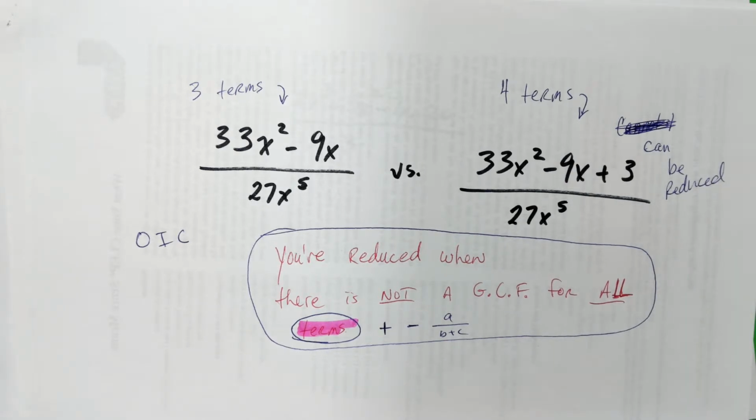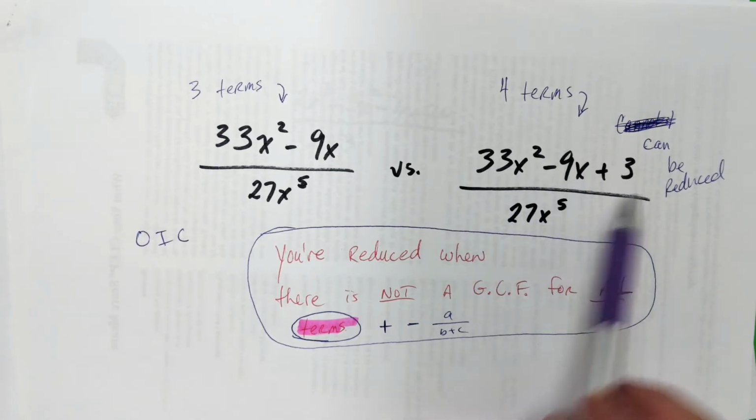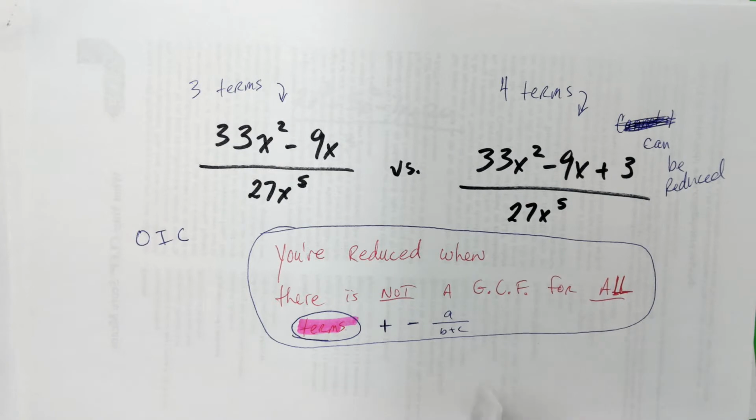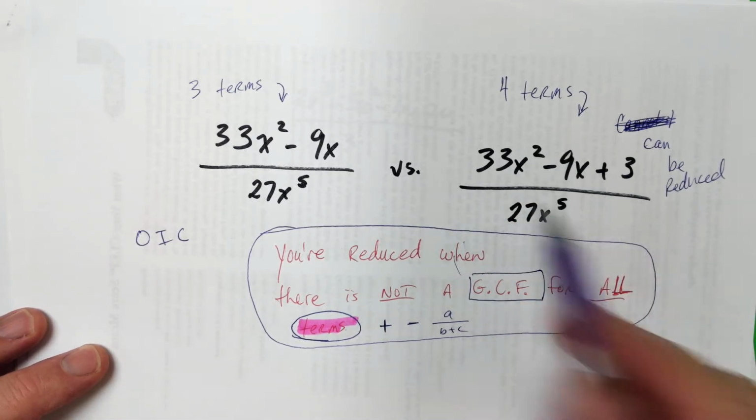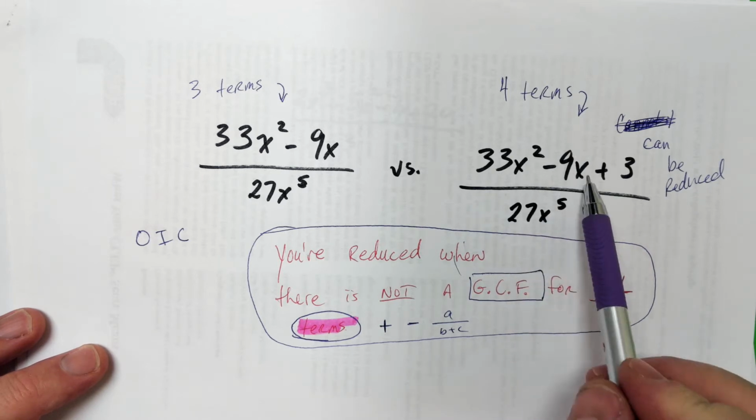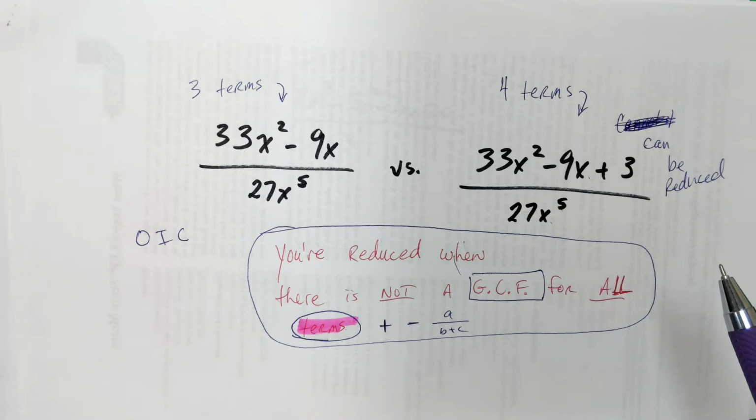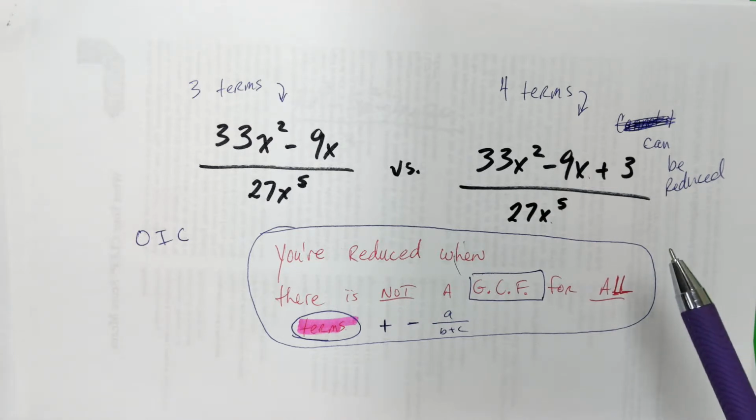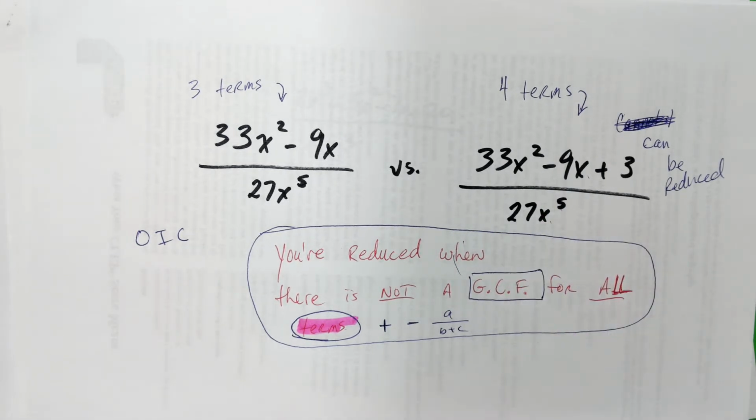The way it's written right now, it can be reduced because there's a common factor. There's something that goes into everything. Do you see? The greatest common factor means what's the biggest number that goes into all of these. So 33x squared, 9x, 3, and 27x to the 5th. Doesn't 3 go into all of those? Right? So 3 goes in there 11 times, 3 times, 1 time, and 9. Common factor is 3? Greatest common factor is 3.